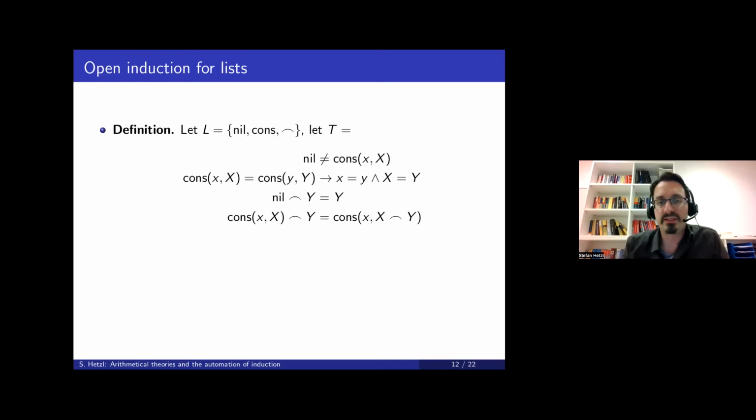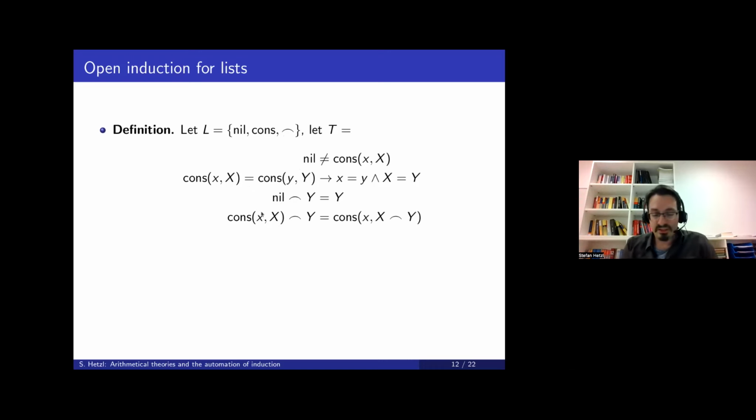And then it's quite easy to come up with analogous axioms. We can say that nil is not a cons, in the sense that nil is not a successor. We can say that this cons function is injective. And these two lines here give a primitive recursive definition of append from the constructors nil and cons.